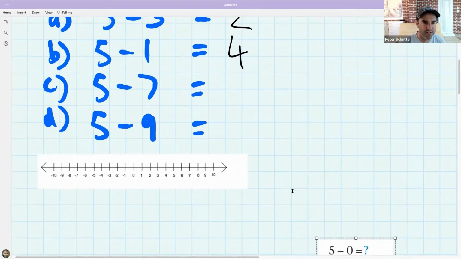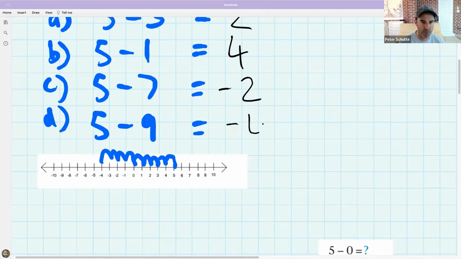So if we want to visualize what 5 minus 7 actually is, well, here's 5, and 7 would be 1, 2, 3, 4, 5, 6, 7. And so the answer is going to be minus 2. And then 5 minus 9, well, again, we use up 5 units to go 1, 2, 3, 4, 5. And then we have to go 4 more units, 1, 2, 3, 4. And we get minus 4.